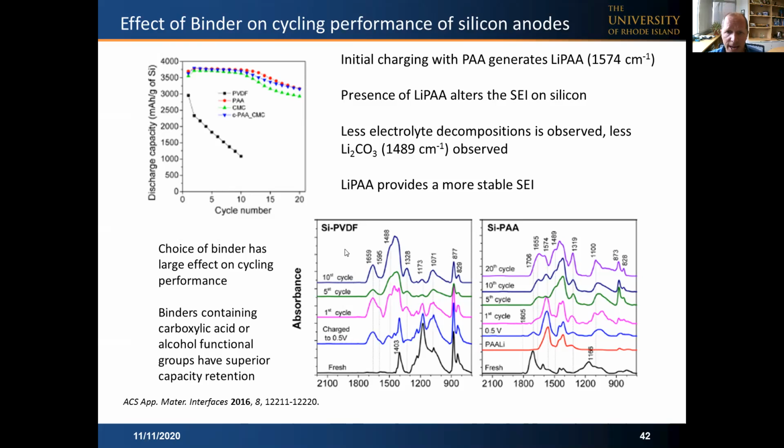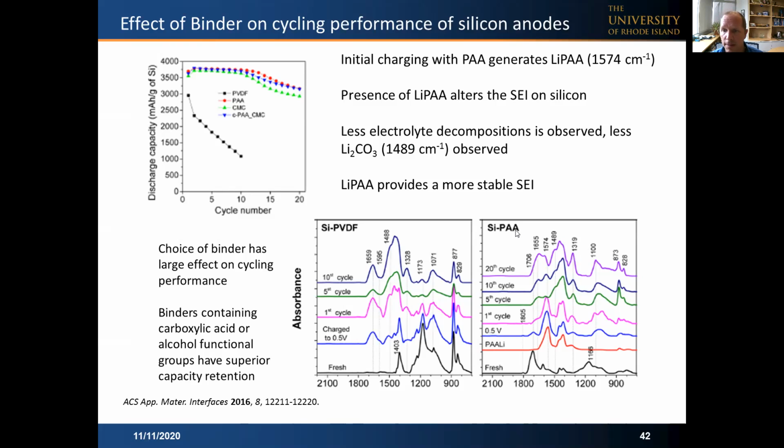And what we see is if we take the silicon with PVDF, and we have the fresh electrode, we basically just see the IR spectrum of PVDF. We charge the battery, we start to see a lot of lithium alkyl carbonates, but then after the first cycle, we start to see a lot of lithium carbonate, and we see more and more lithium carbonate after the 10th cycle, which is consistent with the decomposition of the lithium ethylene dicarbonate to generate lithium carbonate, and consumption of more electrolyte species and poor efficiency of cycling.